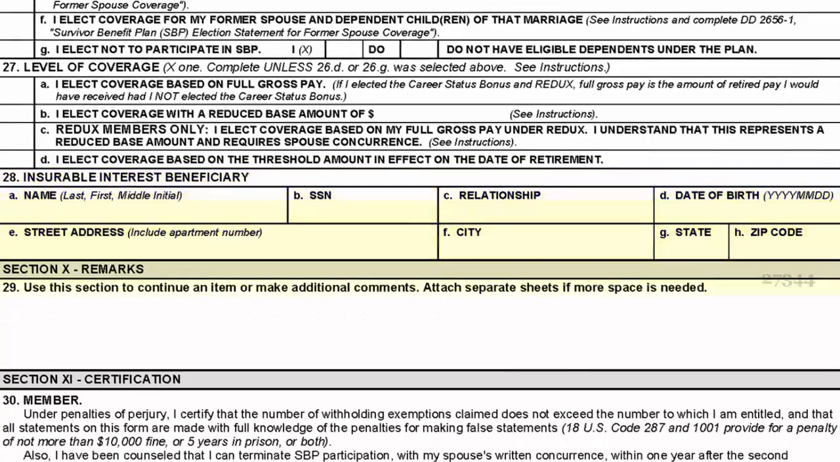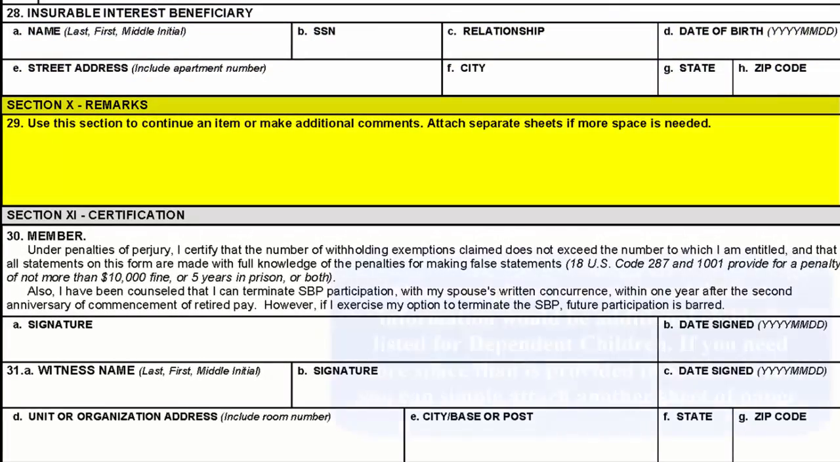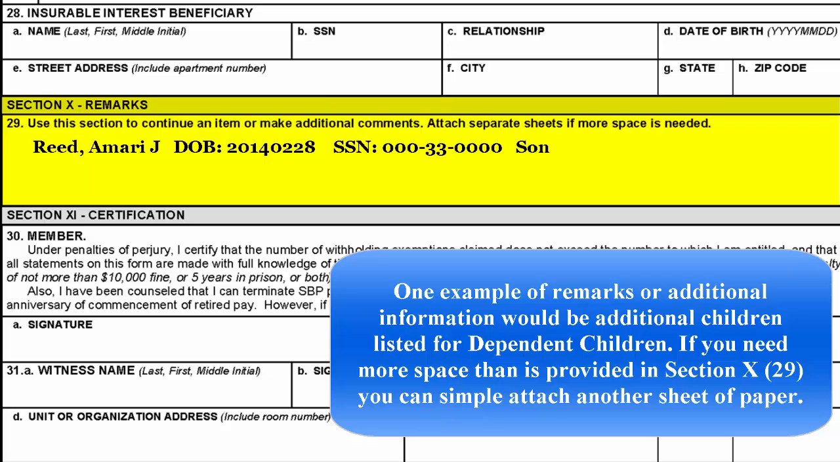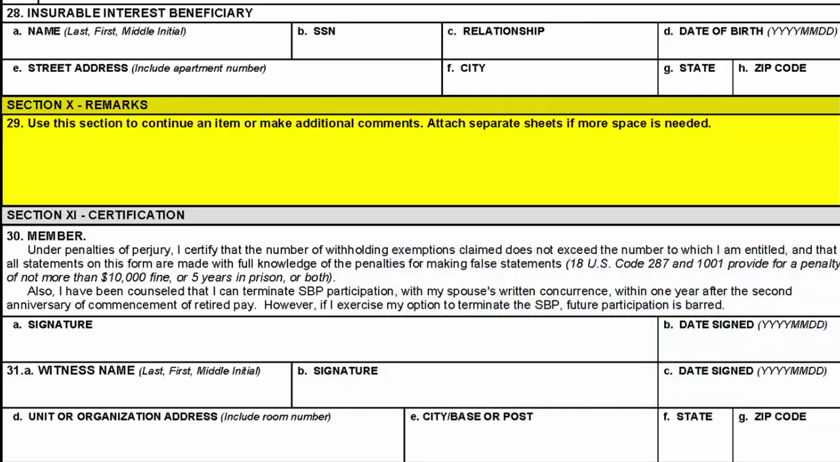Moving on to Section 10, remarks. Section 29, use this section to continue any items or make additional comments. For example, if you had more dependents under children dependents, you would put their additional information here. Section 11, certification. This will be the retiree signature in 30A and the date in 30B in year, month, day format.